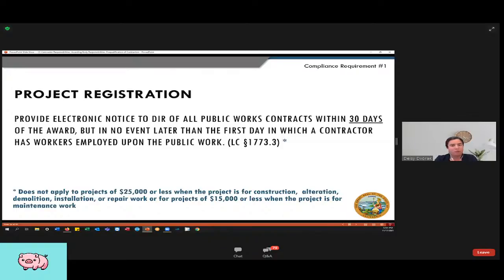Where a contract is awarded in a bona fide emergency, penalties shall not be assessed against an awarding body so long as the required information is submitted within 15 days of the first day work was performed on the project. It's important to note that it must be transmitted electronically using the DIR project registration system, which some of you might be familiar with. It's formerly known as PWC 100.